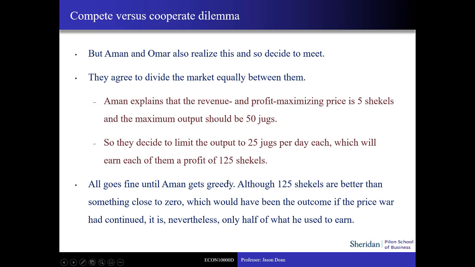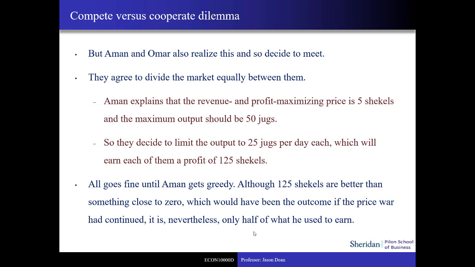Now, this is better than the price war, but for Amon it's worse off, because before he was getting a total profit of 250. Now he's only going to get 125, because he's selling 25 jugs at 5 per jug. But another issue with collusion, which happens a lot, is that there's an incentive to cheat. So they have this agreement, but, for example, Amon might get a little upset that he's not making what he had before when he had a monopoly.